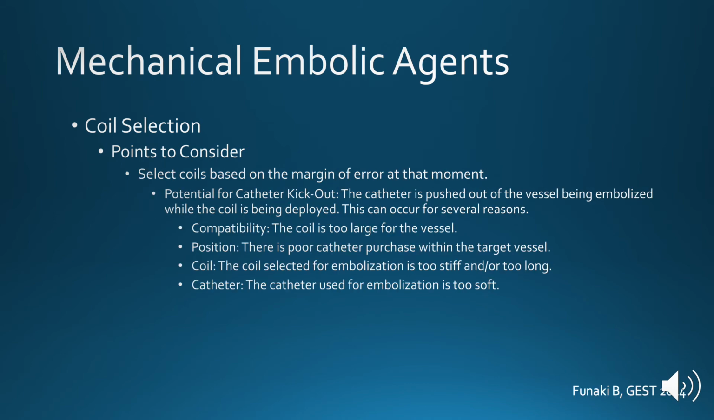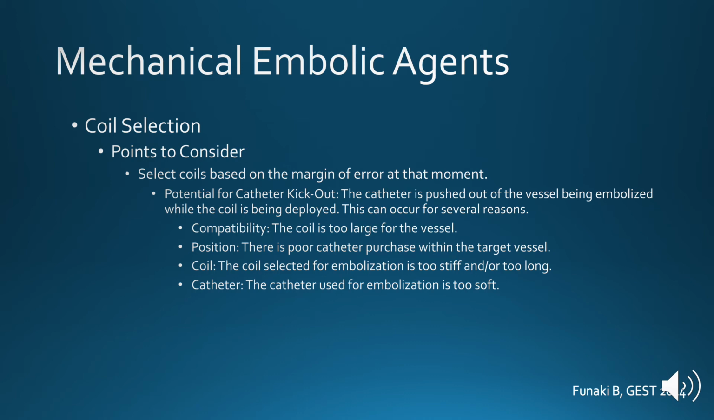You also have to think about what the margin of error is at that particular moment, and that's how I select coils. I don't go into a case thinking I'm going to use one coil for the entire case. I select my coil based on the margin of error at that moment. One of the things I look at is the potential for catheter kickout. In this case, a catheter is pushed out of the vessel being embolized while the coil is being deployed. This can occur for many reasons.